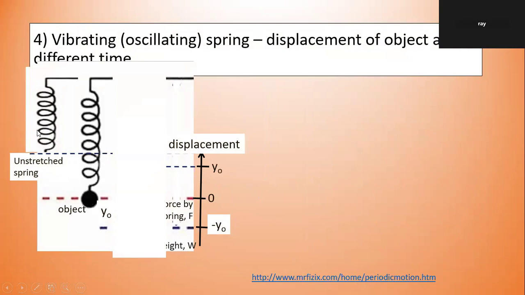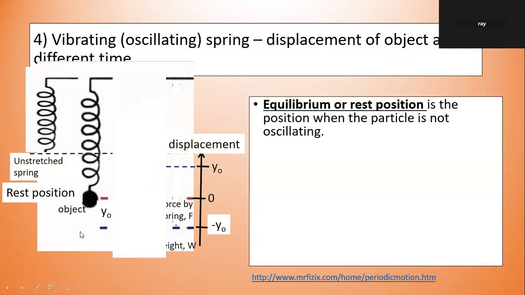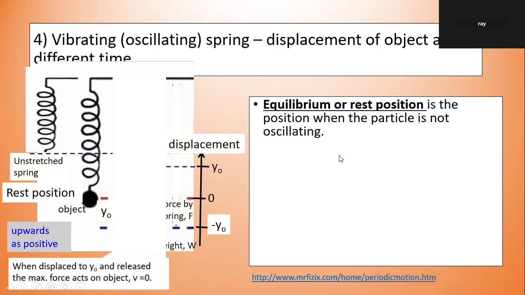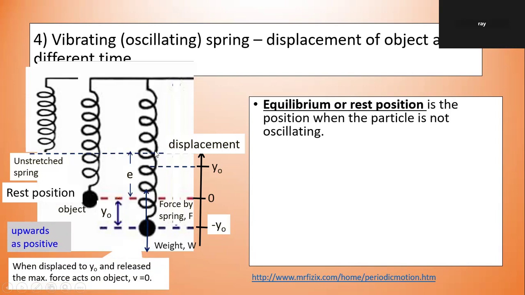Okay, unstretched spring, put the object there. It comes to rest at the rest position. We call it the rest position or equilibrium position. It's the position where the particle is not oscillating, where there's no resultant force, and it stays there at rest. Okay, so when we pull it down by an amplitude, call it y naught, we displace it by y naught.